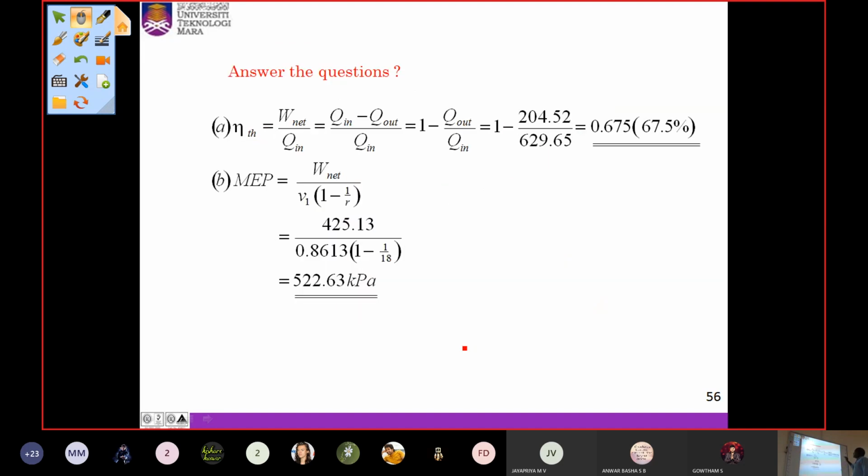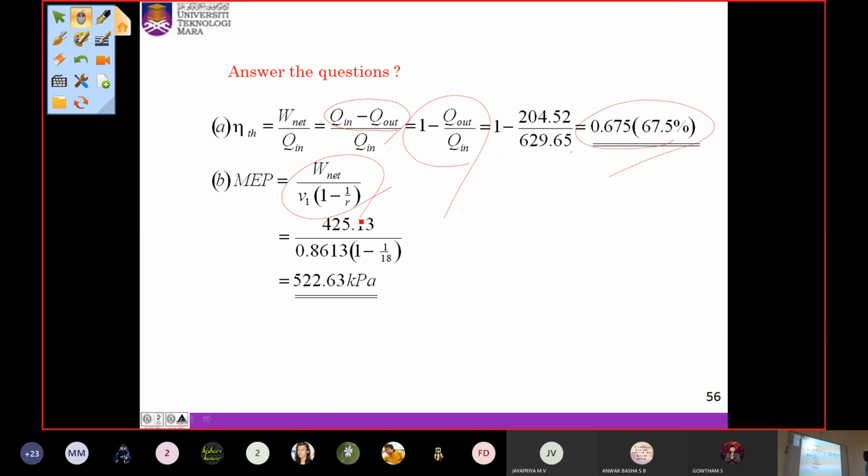So to calculate the thermal efficiency, you know it is output by input. W output can be calculated by Q in minus Q out. So we know the values: the Q out value we know, and the Q in value you calculated, and if you substitute, you can get the thermal efficiency of this real cycle as 67.5%.